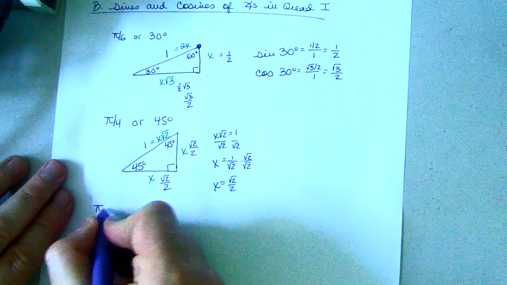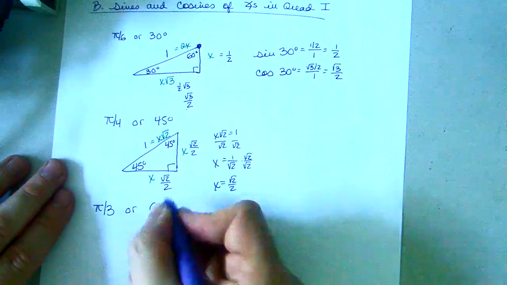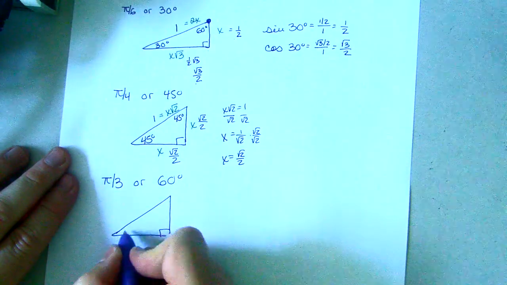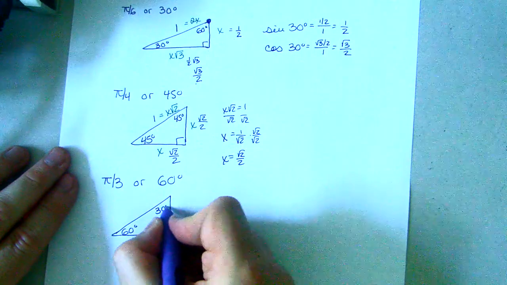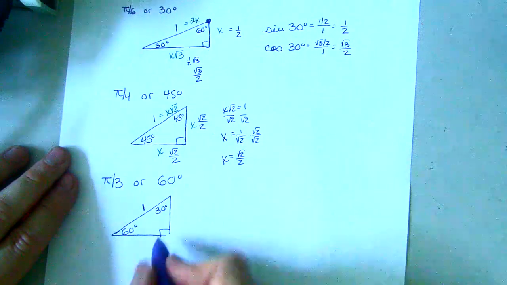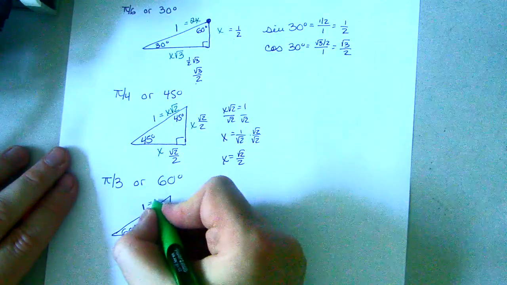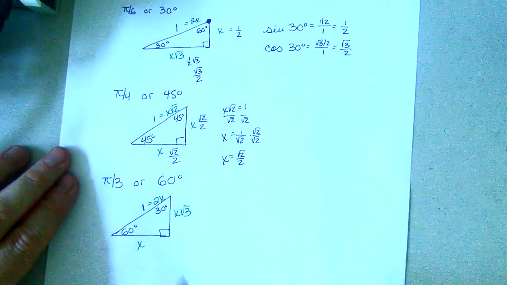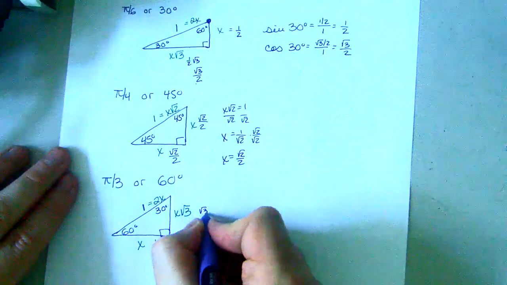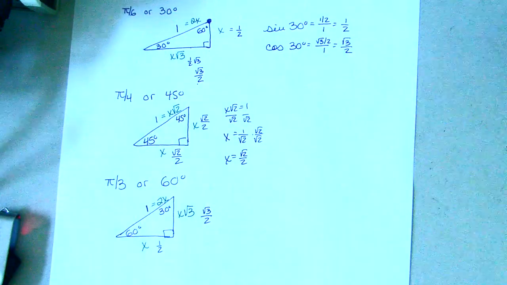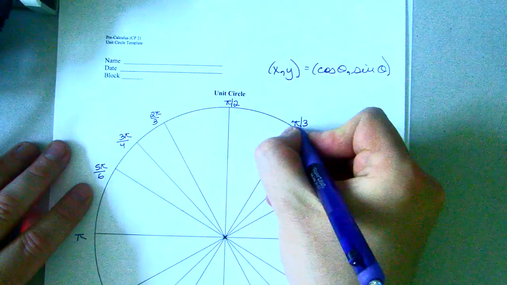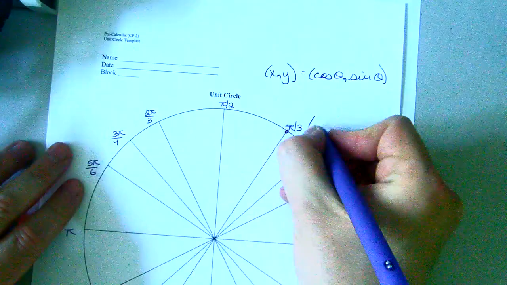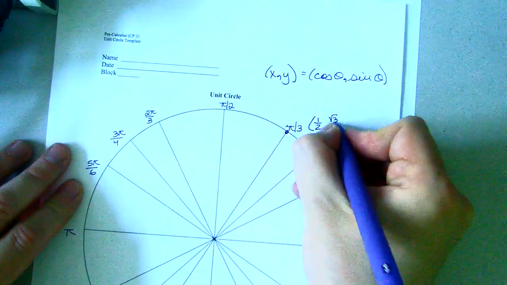Pi over 3, or 60 degrees. Well, I can draw it out like this. Obviously not drawn to scale. I can put a 60 there, a 30 there. That's 1. I know again, what's across from the 90 is 2x. This is x root 3. So I know this side over here has to be 1/2, this side over here has to be root 3 over 2, which means the coordinates of my point over here, I said I was going over 1/2 and up root 3 over 2. I can say my coordinates are 1/2, comma root 3 over 2.